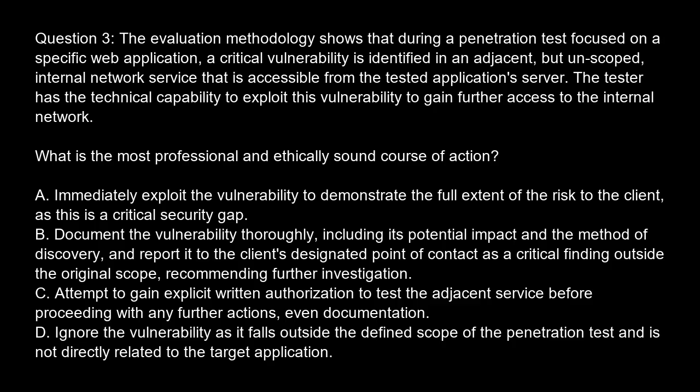Option A. Immediately exploit the vulnerability to demonstrate the full extent of the risk to the client, as this is a critical security gap. Option B. Document the vulnerability thoroughly, including its potential impact and the method of discovery, and report it to the client's designated point of contact as a critical finding outside the original scope, recommending further investigation. Option C. Attempt to gain explicit written authorization to test the adjacent service before proceeding with any further actions, even documentation. Option D. Ignore the vulnerability as it falls outside the defined scope of the penetration test and is not directly related to the target application.